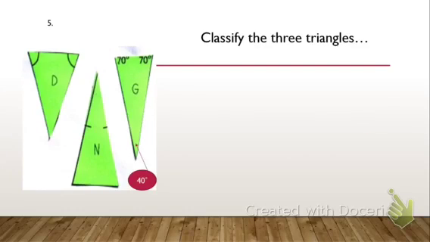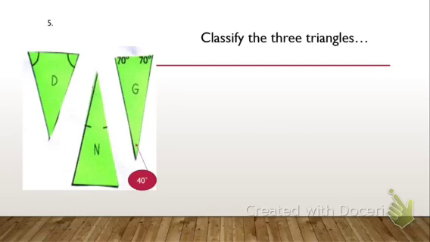Example number 5, you're given three triangles. Let's start off with G. For G, you were given two angles, 70 and 70, and the third one was missing. So right away you should see two congruent angles, two congruent sides. That's isosceles. And if you look to the left, triangle N has two tick marks, which is telling you that those two sides are congruent, and therefore those two angles are congruent as well.